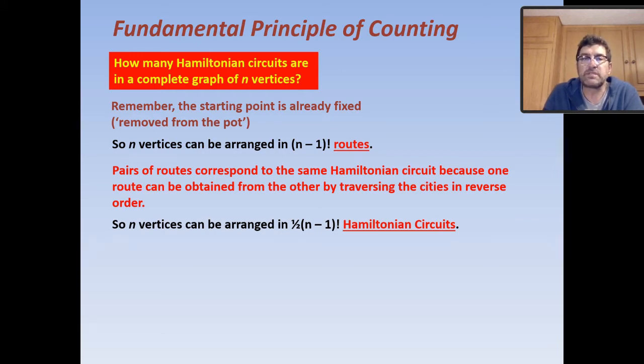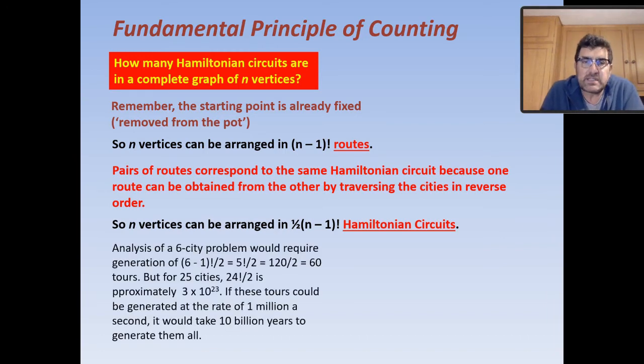So let's see the difference between those two. If we look at the first one, n vertices can be arranged in (n minus 1) factorial routes. It's not talking about circuits. The second, n vertices can be arranged in a half times (n minus 1) factorial Hamiltonian circuits. Big difference. The second definition talks about starting and ending at the same point. So analysis of the 6-city problem would require generating (6 minus 1) factorial divided by 2, which is 5 factorial, which is 120, divided by 2, which is 60 tours. We can have 60 tours.